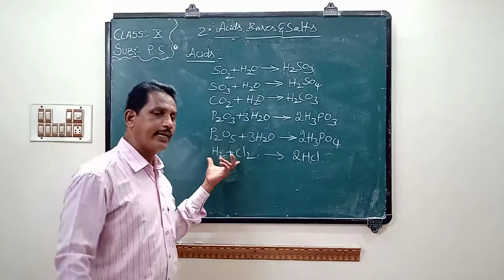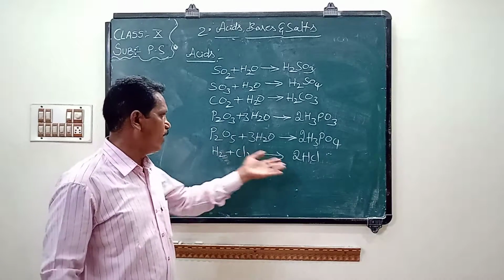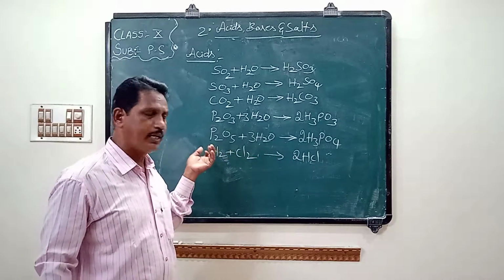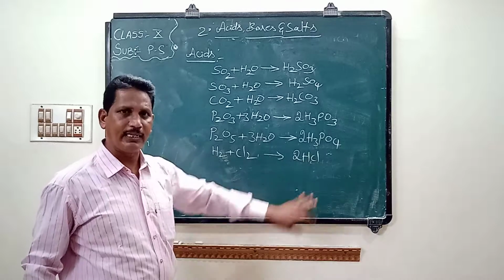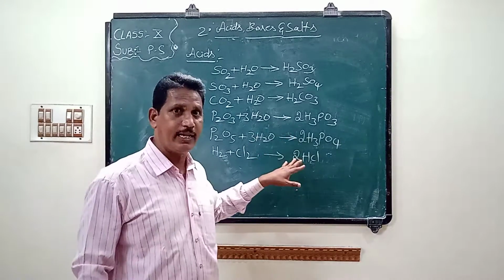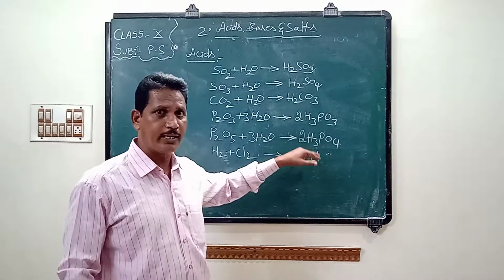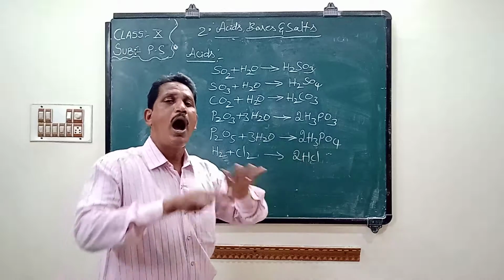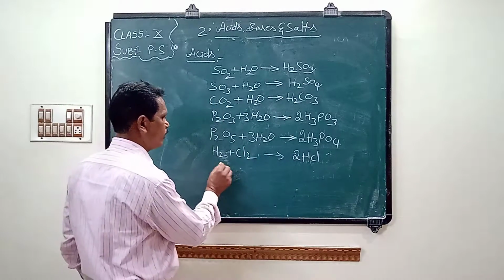Here both are non-metals, hydrogen and chlorine. The hydrogen molecule reacts with the chlorine molecule to form hydrogen chloride gas. This hydrogen chloride gas enters into water to form hydrochloric acid. Last one.